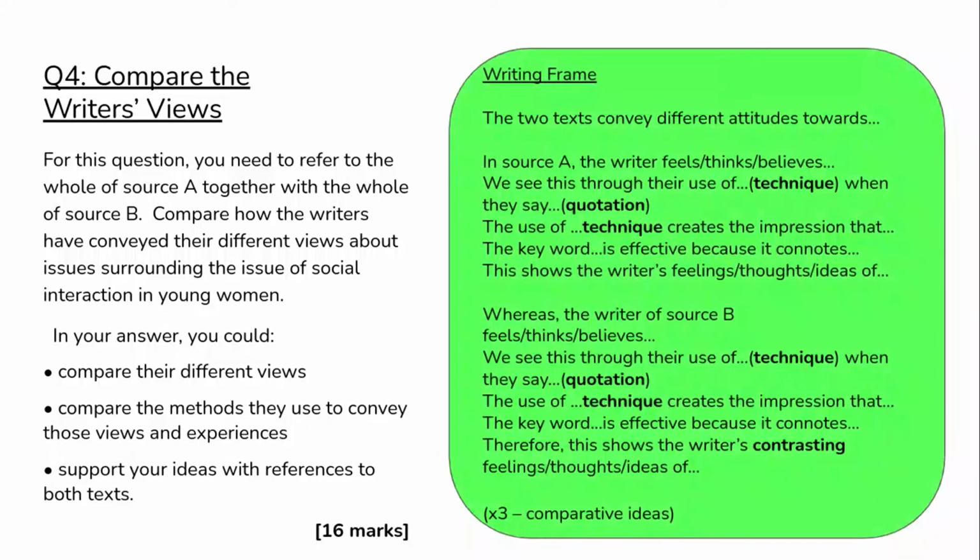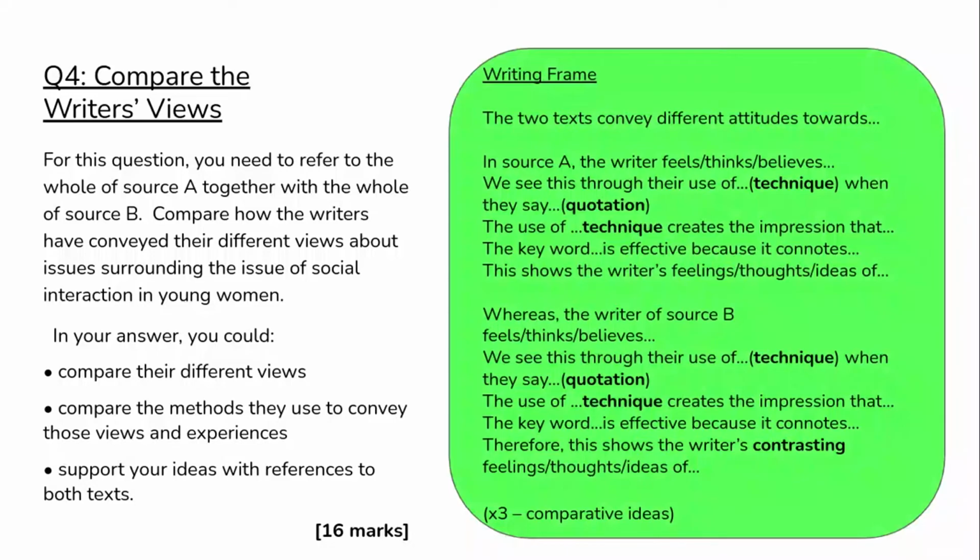The 2 texts convey different attitudes towards, and then you would discuss the topic. Almost like a little point sentence to get you going. In source A, the writer feels, thinks, believes. Now you'll notice there that all of those verbs I've picked are ones that indicate the writer's actual opinion. That is just a simple way of reminding you to answer the question properly.